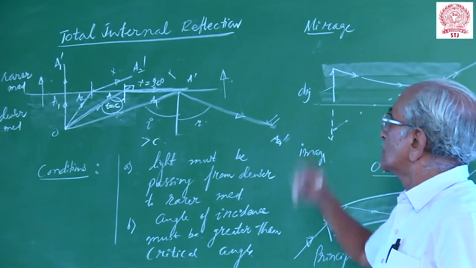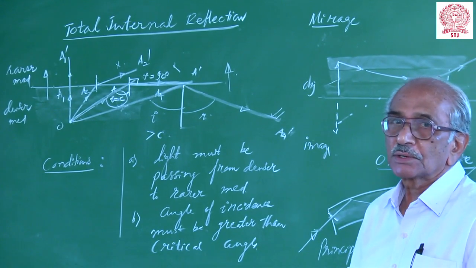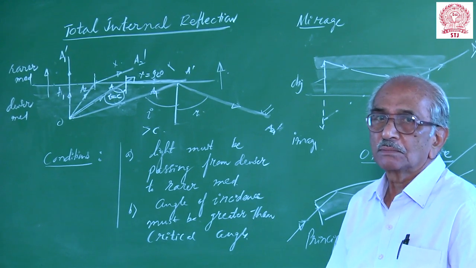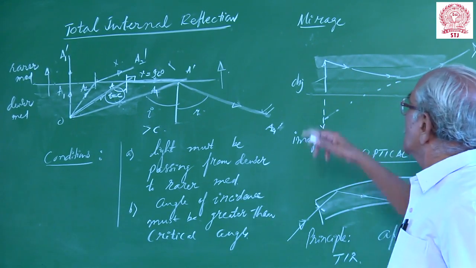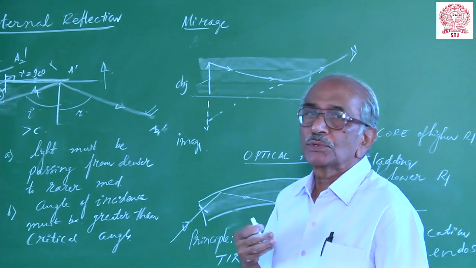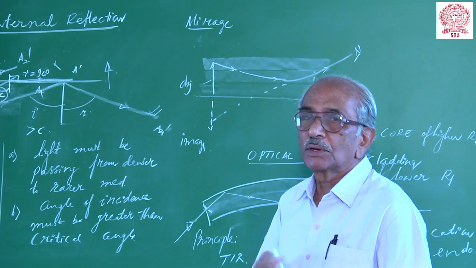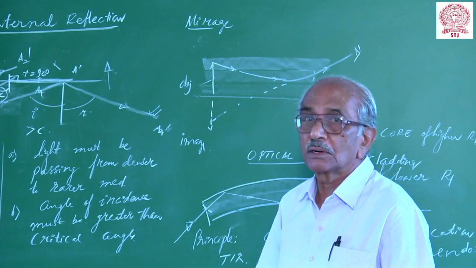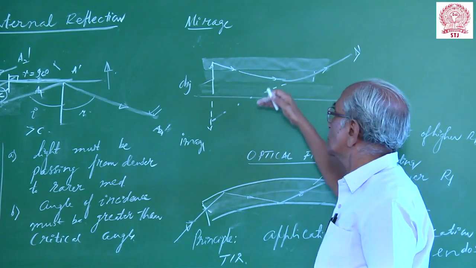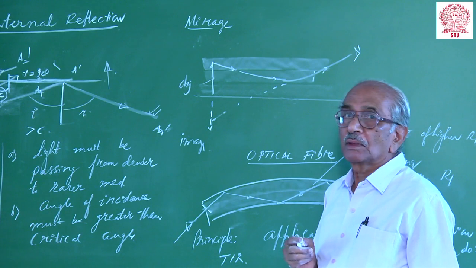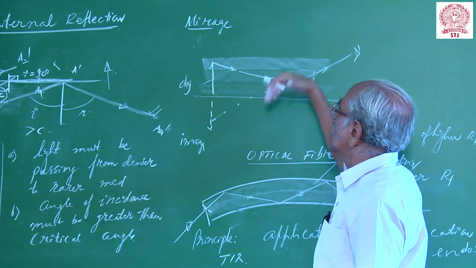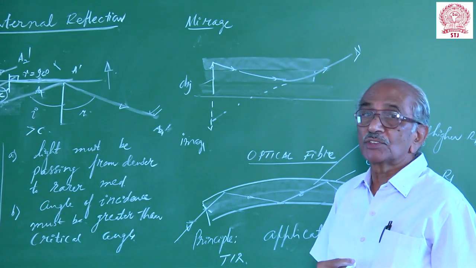Now, this important phenomenon, that is total internal reflection, has several consequences in nature. I'll just mention one as an example. Let us suppose, during summer, if you are traveling on a national highway or in a desert, it so happens that the air close to the earth is rarer, the air at higher altitudes is denser.